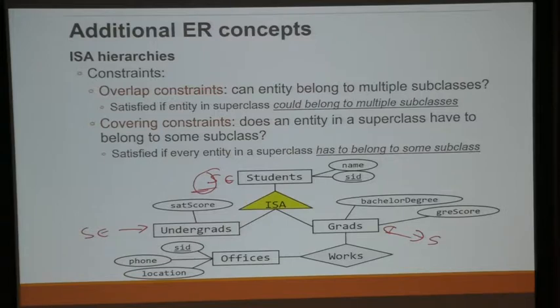Another way that you can do this is that you have a dummy attribute. You can say that, well, I have a type. You ensure that the type must be either undergrads or grads, and you can do that by using a table constraint. You can check that this is equal to undergrads or this is equal to grads.